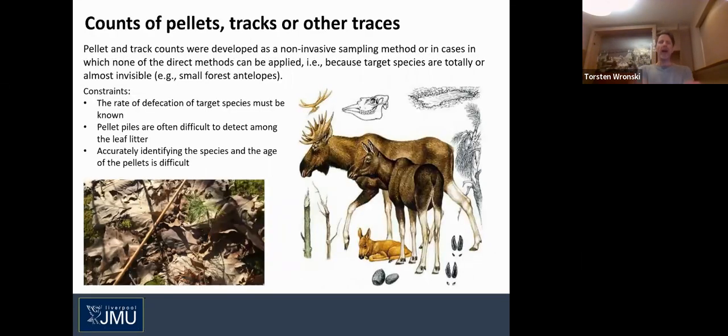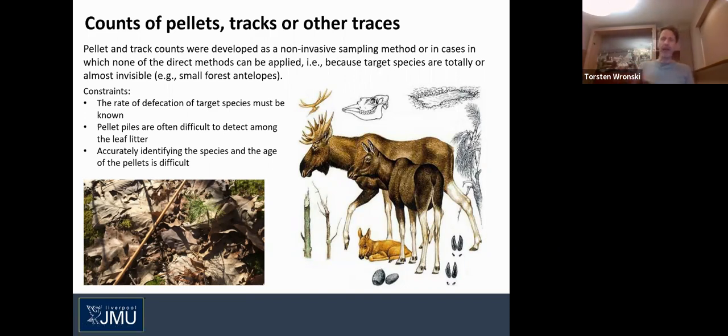Good. Now let's think about non-invasive sampling methods. The count methods which I have shown you so far require that the observer is present in the field and that the animals are more or less disturbed by the plane, the helicopter or the car, or even worse, when carrying out a drive count. So what methods can we apply to not disturb the animal? This we call non-invasive sampling methods.